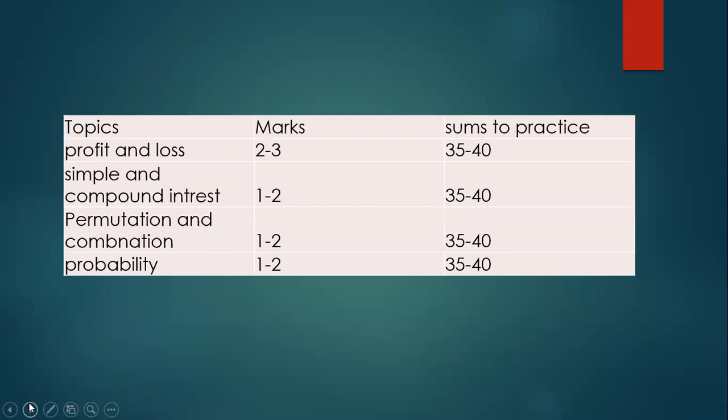Now, topics like profit and loss, simple interest, compound interest, permutation, combination, and probability, we have done these topics in school already, and from these topics we have to practice only easy to medium level questions. These topics come for 2 to 3 marks each.